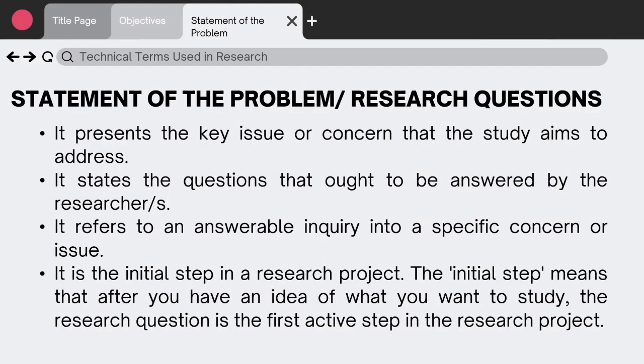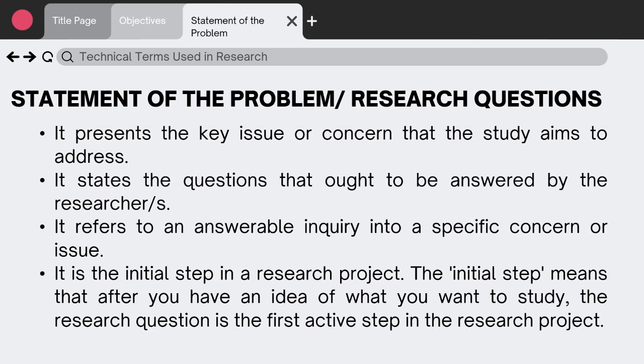Next, we have the statement of the problem or the research question. Statement of the problem presents a key issue or concern that the study aims to address. So earlier we have the purpose, the aim, goal of the study. But in this statement of the problem, it states a question that ought to be answered by the researchers, like the specific aim of the study. It refers to an answerable inquiry into a specific concern or issue.